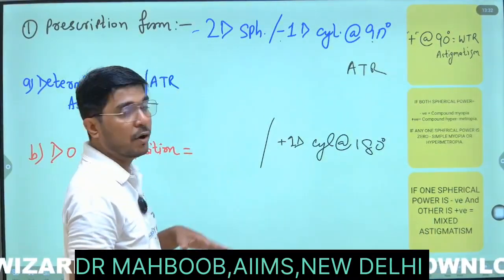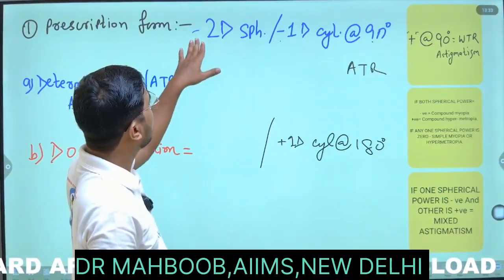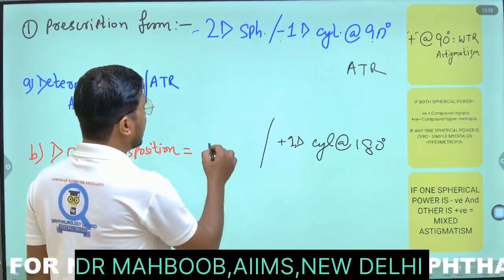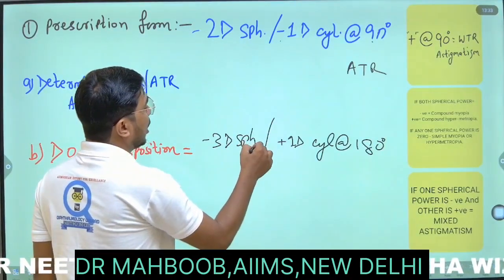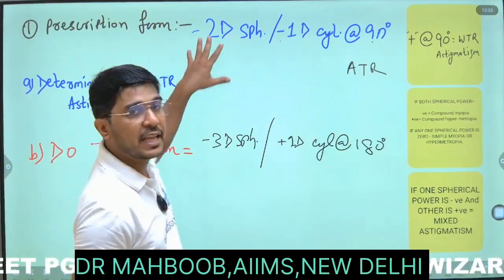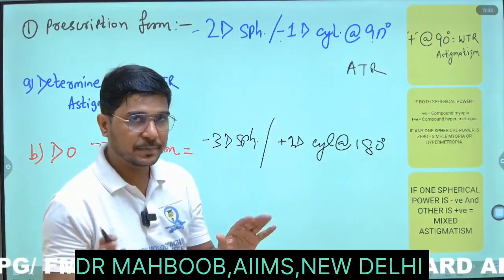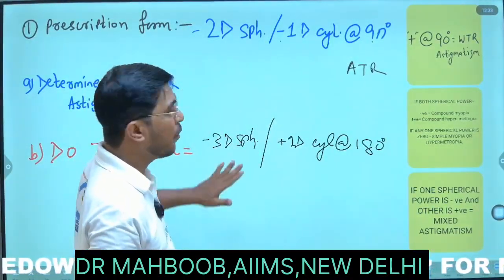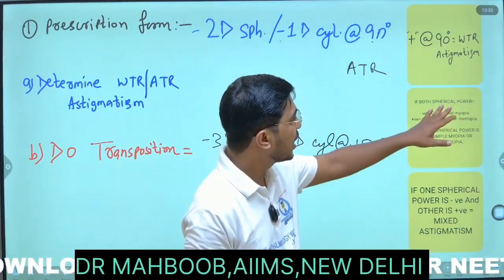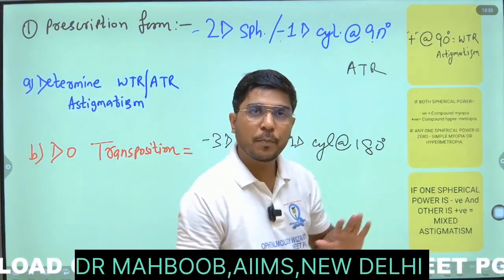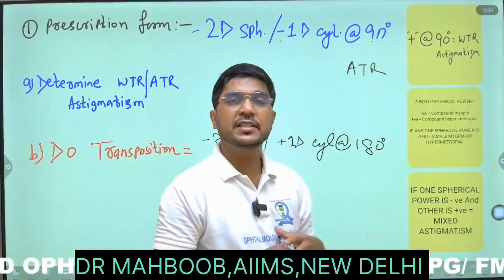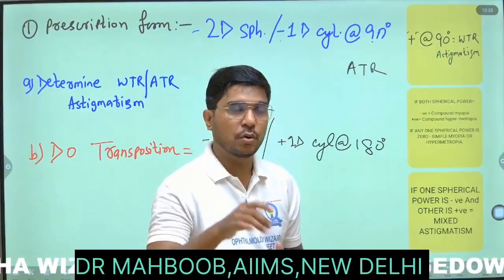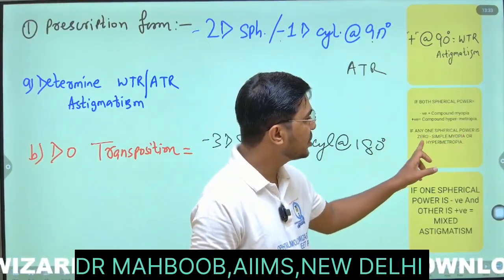For the spherical power, what you have to do? You have to add minus 2 and minus 1, these two powers. So minus 2 and minus 1 is minus 3 diopter spherical. Now we have two forms of the same glass, two prescriptions of the same glass. The second step is to look at the spherical power only. The rule is, if both the powers are negative, it is compound myopia. If both the powers are positive, it is compound hypermetropia. But none of them should be zero. Why? Because if any one of them is zero, then it will be simple.